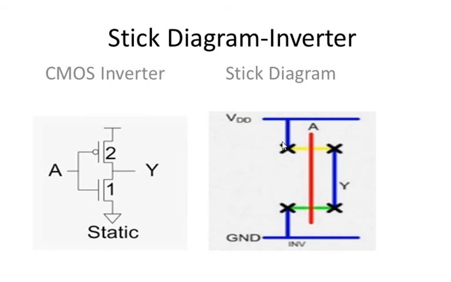Next, this diagram is also a static CMOS inverter stick diagram. The only difference between the previous diagram and this diagram is the contact cut. Here the contact cut is drawn as a cross symbol, a black color cross symbol. This notation is also used in this stick diagram.